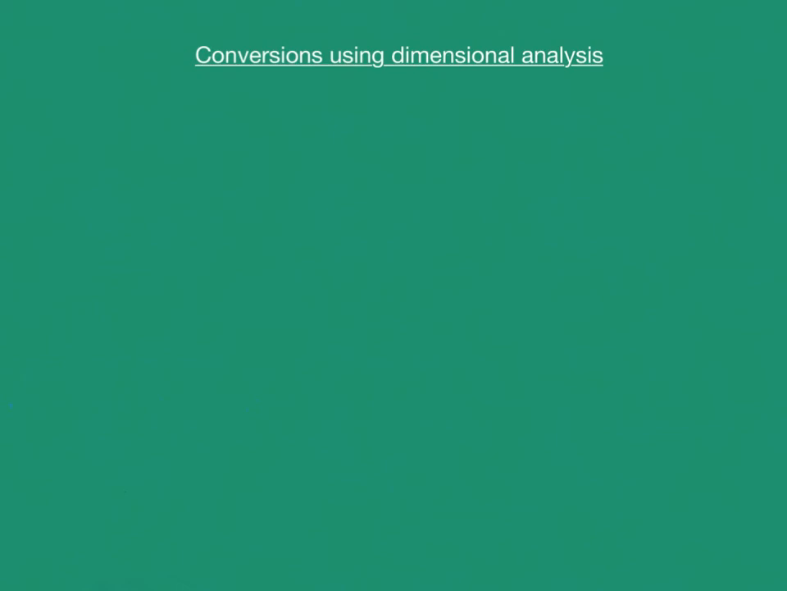Hi guys. Today I'm going to go over how to convert between units using something called dimensional analysis. Dimensional analysis just means that you're changing from one unit to another, or you're changing from one dimension to another. So we'll be using that to go between different units that we use in chemistry.